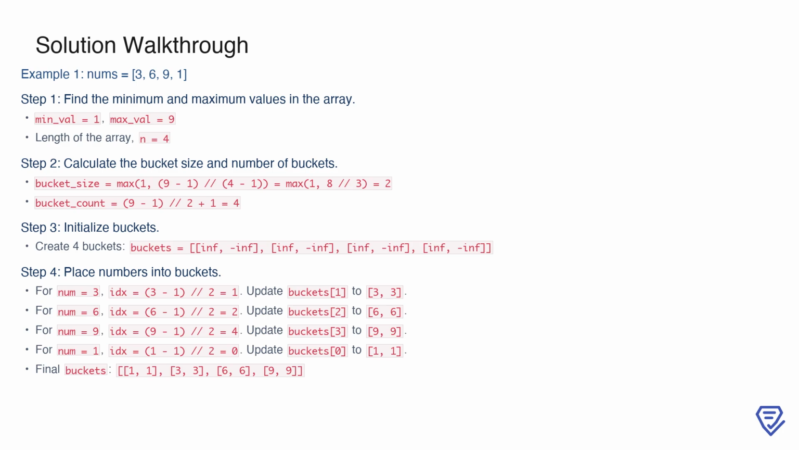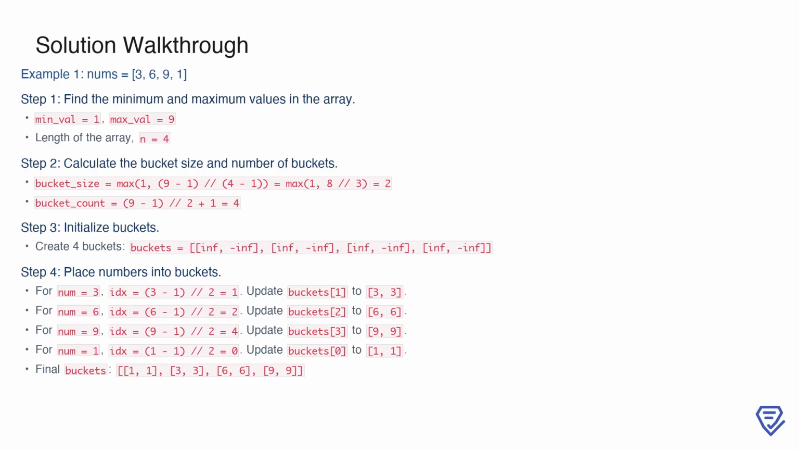The bucket size is computed as max(1, (9 - 1) // (4 - 1)), which simplifies to max(1, 8 / 3), and evaluates to 2. The bucket count is determined as (9 - 1) // 2 + 1, resulting in 4 buckets. Next, we initialize these buckets, each represented as a pair, [INF, -INF], to track the minimum and maximum values within that bucket.